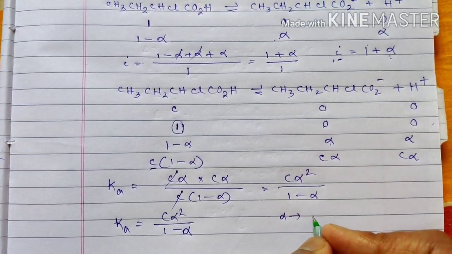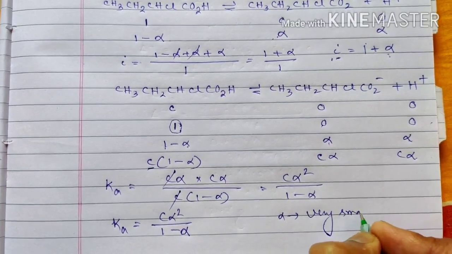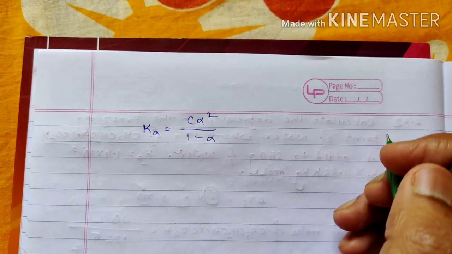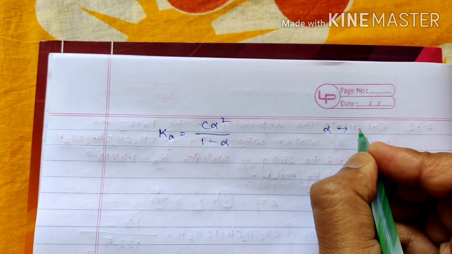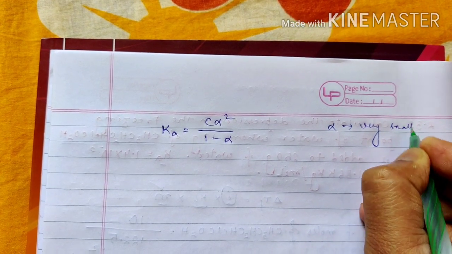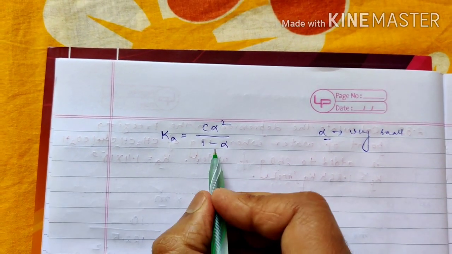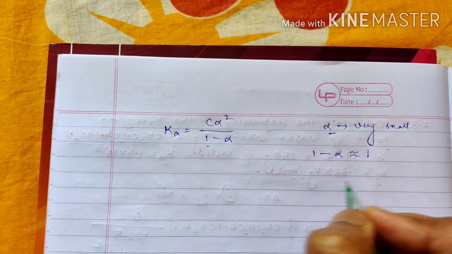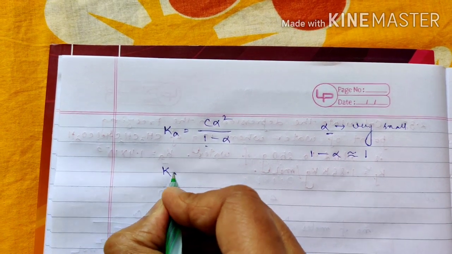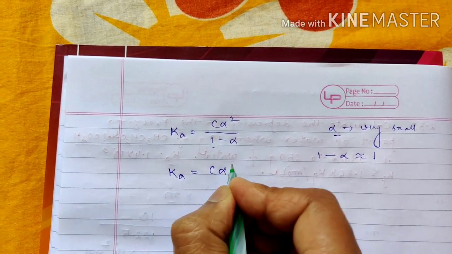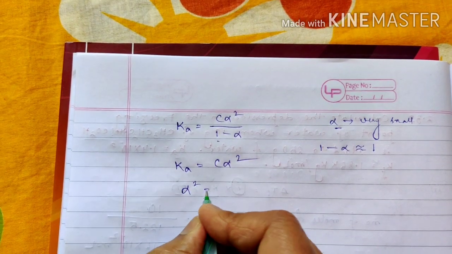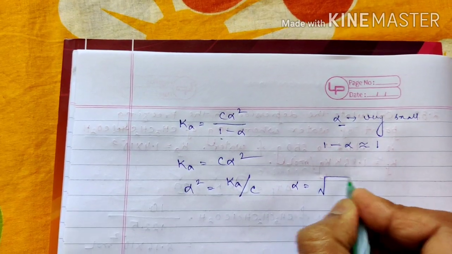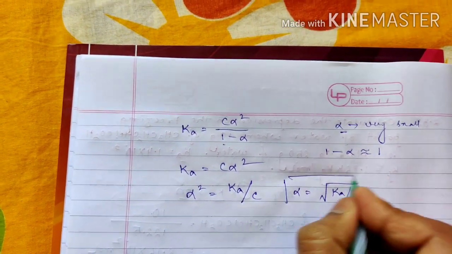Now as we know, alpha is very small. Why is alpha very small? Because it is a weak acid. So 1 minus alpha is almost equal to 1, because alpha is very small compared to 1. So Ka becomes C alpha square. So alpha square becomes Ka by C, and alpha becomes root over Ka by C.